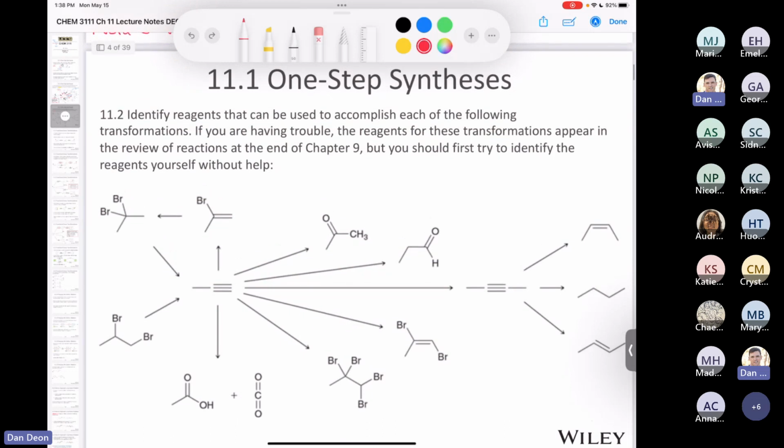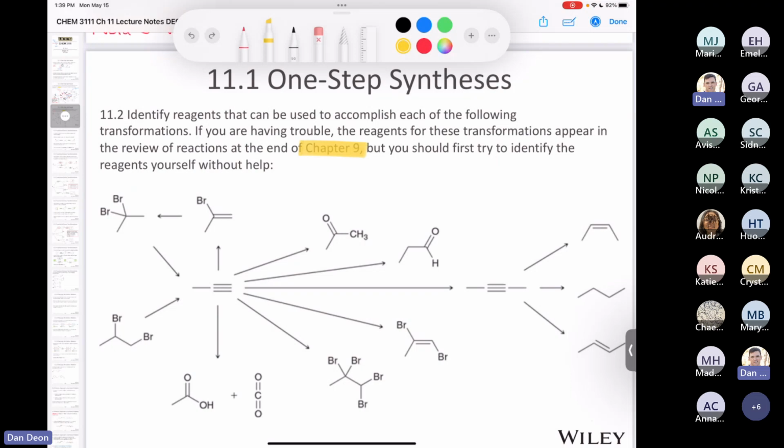It says, identify the reagents that you would use to accomplish each of these transformations. If you're having any trouble, the reagents for these transformations appear in the review of the reactions at the end of chapter 9. So chapter 9 deals with the chemistry of alkynes. Let's see if we can give some of these the old college try.